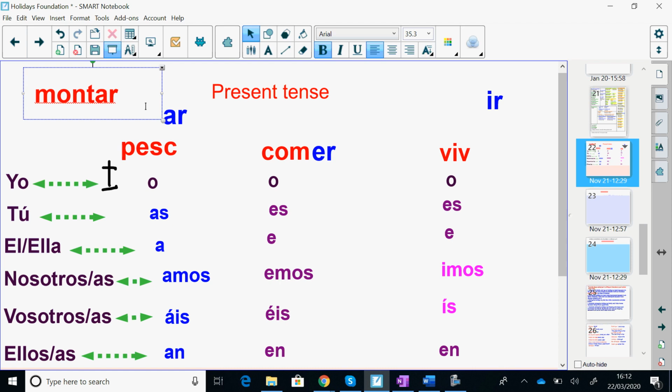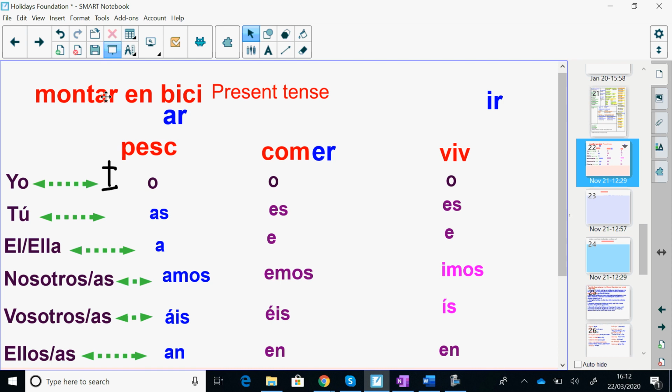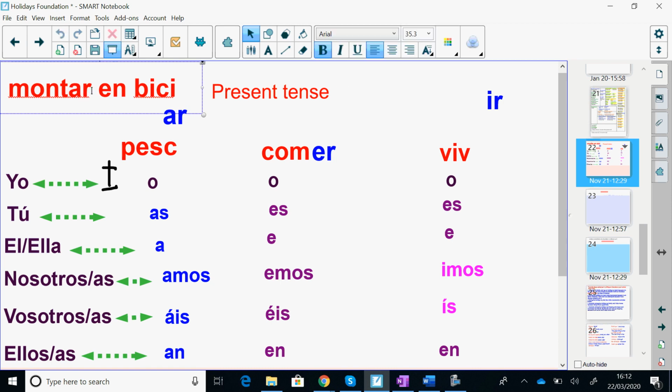All right, let's try another verb now. Montar en, that's it. So shall we say montar en bici, to ride a horse. That would be the infinitive, okay? Right, so I'm going to take that off. How would it be? I ride a horse. That's it, monto. How would it be? We ride a horse. That's it. Montamos. How would it be? They ride a horse. Excelente. Muy bien. How would it be? Do you ride a horse?